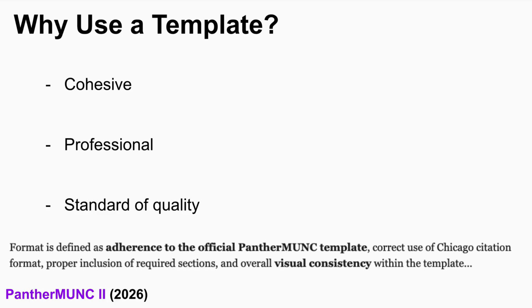So first of all, you might be asking, why do we use a template and why are we so strict about using the template? Well, it's really important that our conference is very cohesive, from committee to committee. When I looked at the survey responses, the PantherMUNC 1 feedback survey, some delegates from one committee had a worse experience than delegates from another committee. And we want to minimize that as much as possible. We want to make sure everybody has the same good experience.